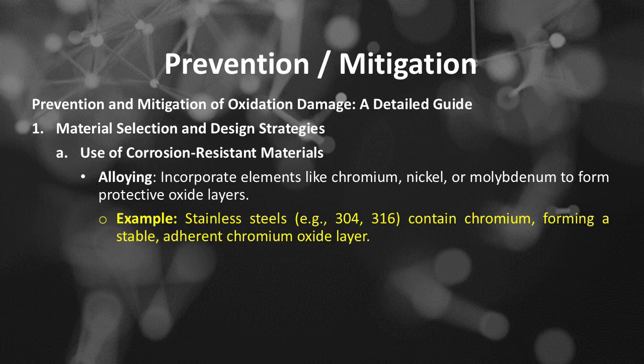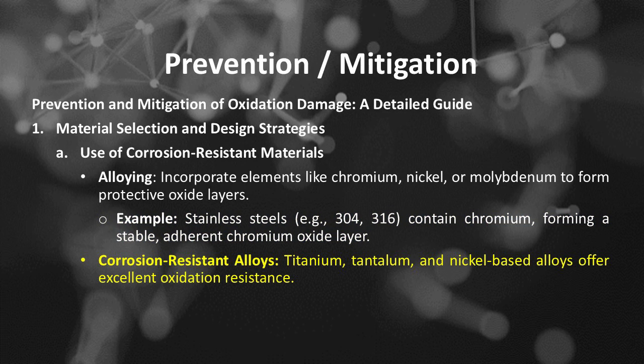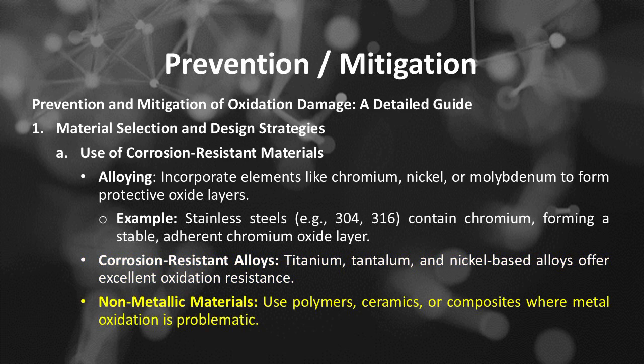Alloying example: stainless steels such as 304 and 316 contain chromium, forming a stable, adherent chromium oxide layer. Use of corrosion-resistant materials. Corrosion-resistant alloys, titanium, tantalum, and nickel-based alloys offer excellent oxidation resistance. Non-metallic materials: use polymers, ceramics, or composites where metal oxidation is problematic.